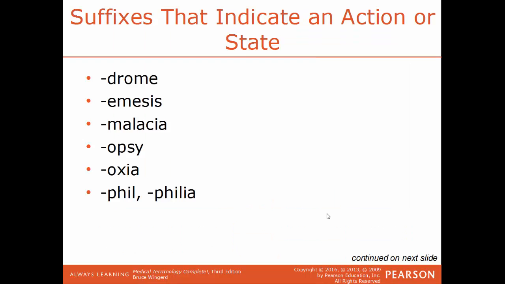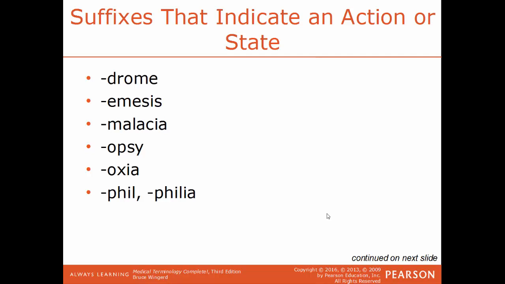Alright, some suffixes that indicate an action or a state. The suffix drome means the process of running together. These are where symptoms go together. The emesis, that's a reference to vomiting. If you've ever been in a doctor's office and you think you're going to be sick, and they give you a very small basin that's shaped kind of like a kidney, and is usually way too small for what it is intended for, that's an emesis basin. It's a basin used to collect vomit.